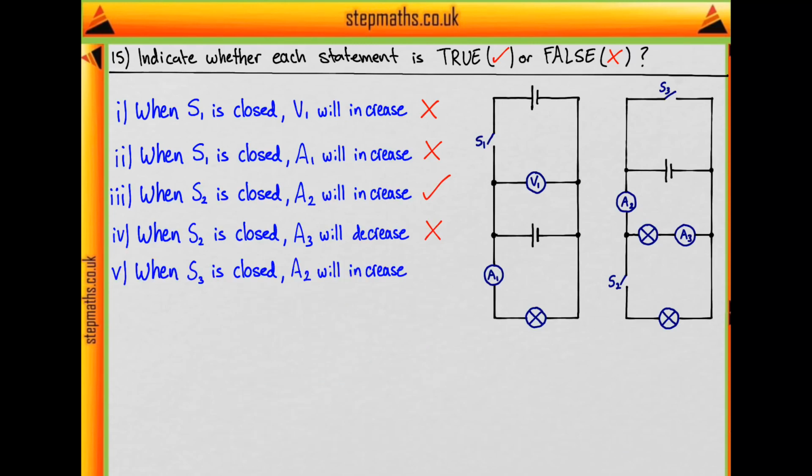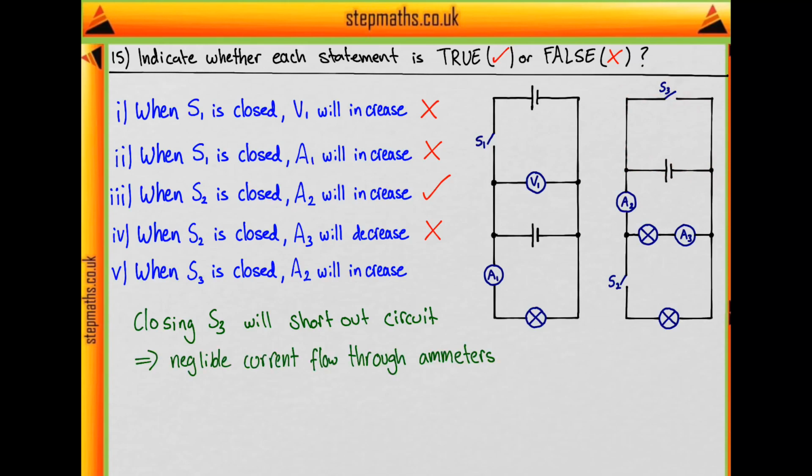Finally, statement 5. So when S3 is closed, the current in A2 will increase. So what happens when we close S3? When we close S3, it actually shorts out the circuit. As you know, current likes to take the path of least resistance. Because if you think about it, if you had the choice of walking down 2 corridors, you would choose the one that's least crowded. So that means our current will go around this path and avoid the ammeters. So you get a huge drop in the ammeter reading, and essentially there will be negligible current going through. So that makes our last statement 5 false.